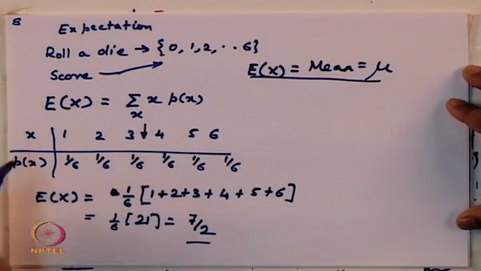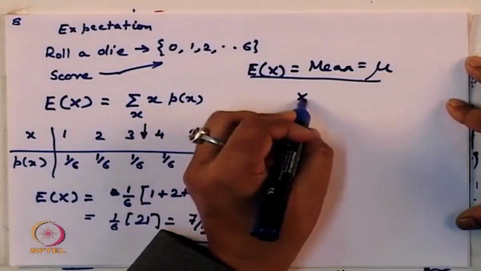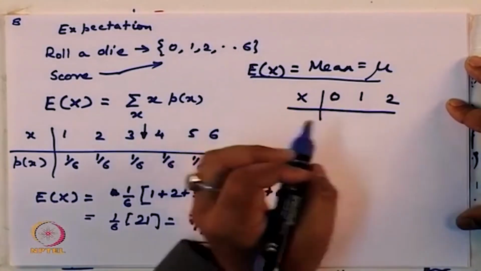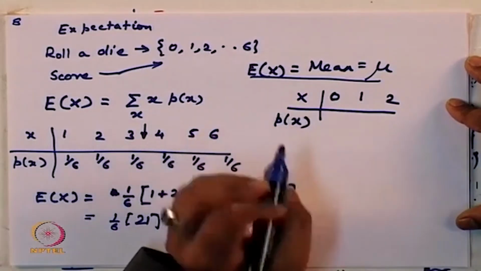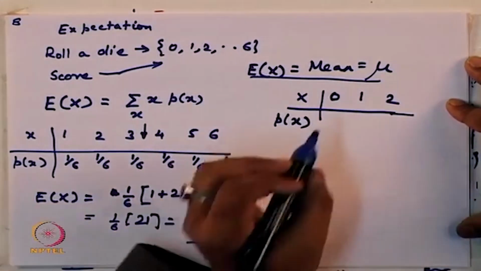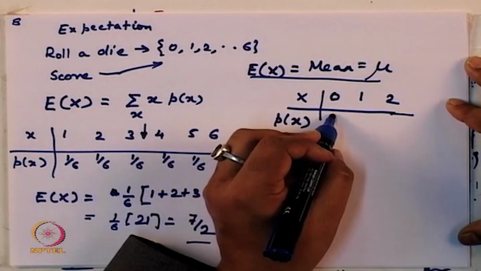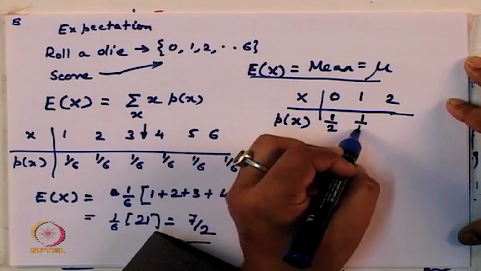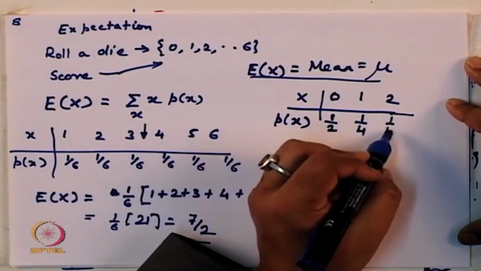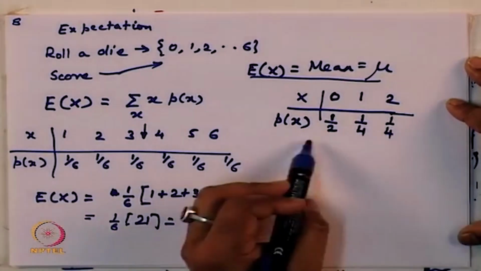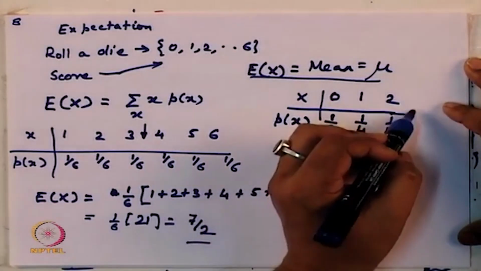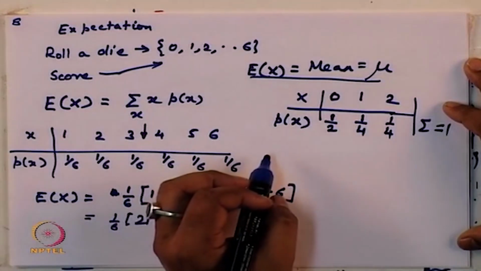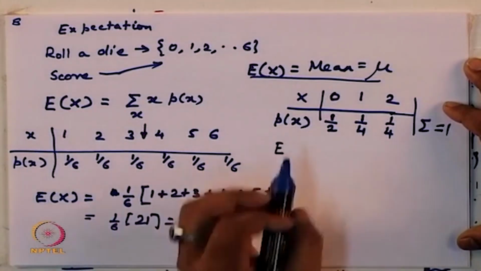So, let us take another case. Let us say my x values can be 0, 1, 2, and the probability values are half, 1/4 and 1/4. So, you see summation of probability is always equal to 1. Let us compute the value of expectation in this case.